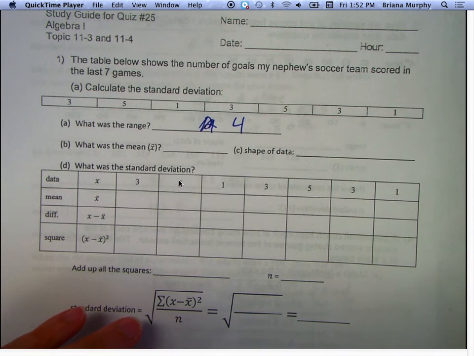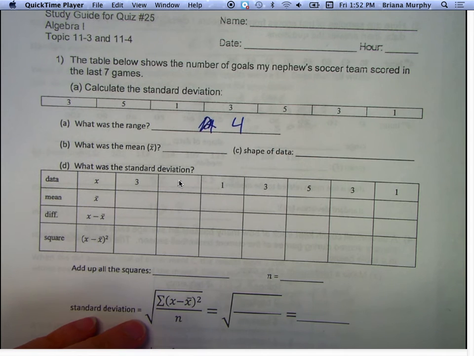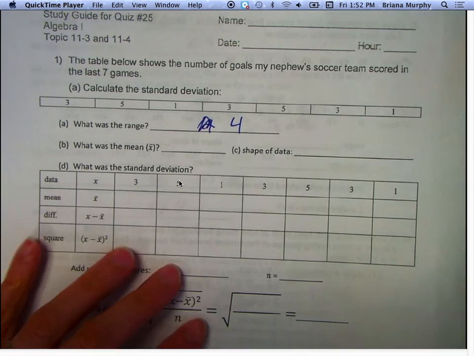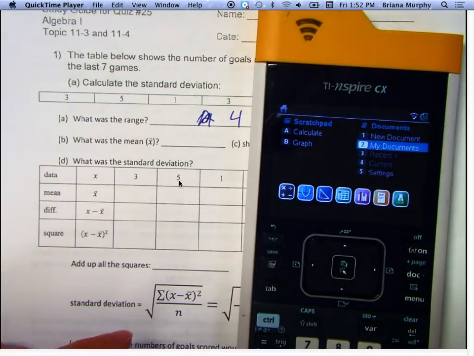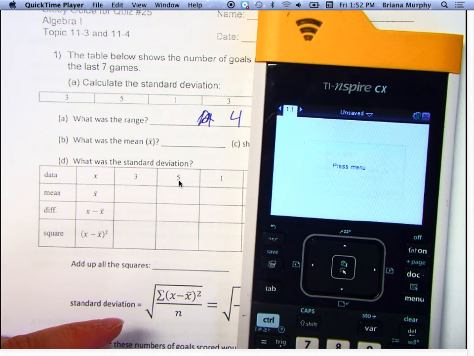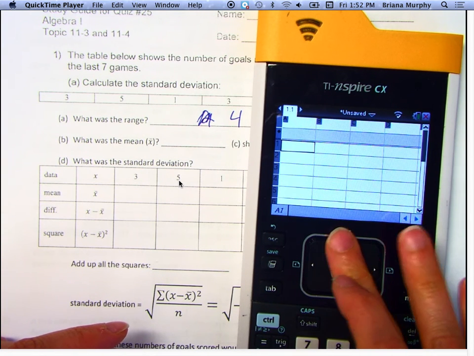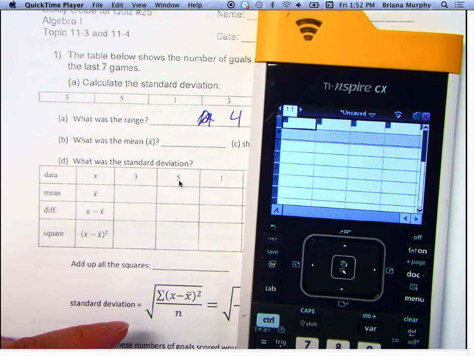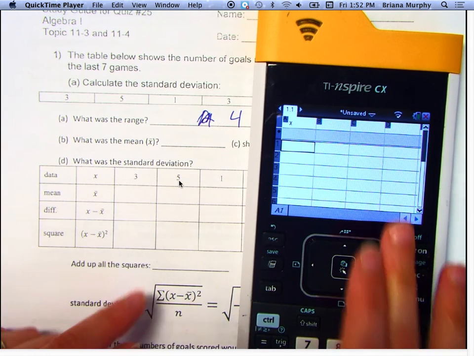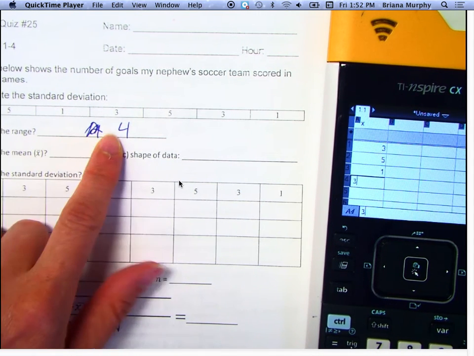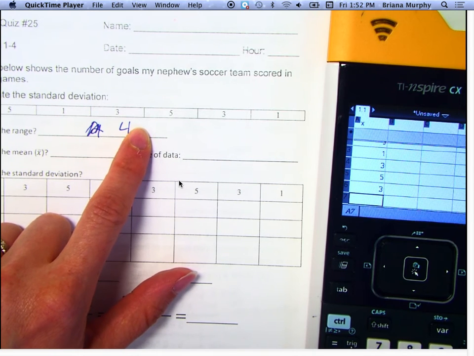Okay, next, we are going to get our calculator out. And we are going to go through how to put this data into our calculator to find it. Okay? So I'm simply going to go to my calculator. I'm going to hit Add a New Document. I'm going to hit 4, Add Lists and Spreadsheets. I'm going to go above the gray line and hit X. Then I'm going to go below the gray line, and I'm going to type in all these numbers. 3, 5, 1, 3, 5, 3, 1.